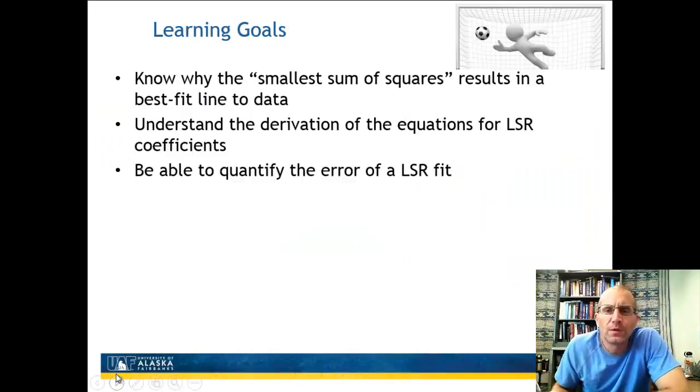So here are the 3 learning goals. At the end of this, you will know why the smallest sum of the squares results in a best fit line to data. You'll understand the derivation of the equations for the least squares regression coefficients, and you'll be able to quantify the error of a least squares regression fit.